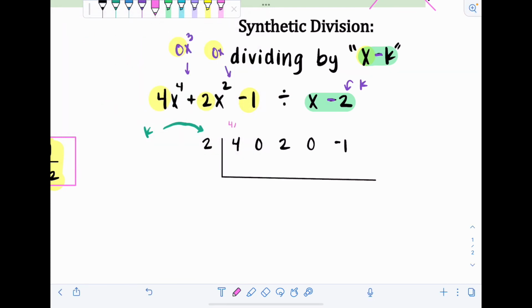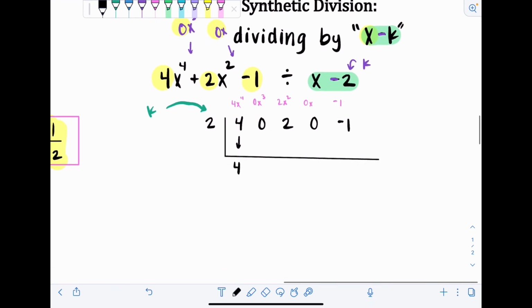This is my 4x to the fourth, 0x cubed, 2x squared, 0x, and then -1. So I'm just putting the coefficients, just the numbers in front of the x's and the constant in the box. Okay, so the first step always, and it's easy to forget this, so maybe make yourself a note to try to remember: first step is just always bring the first number down.